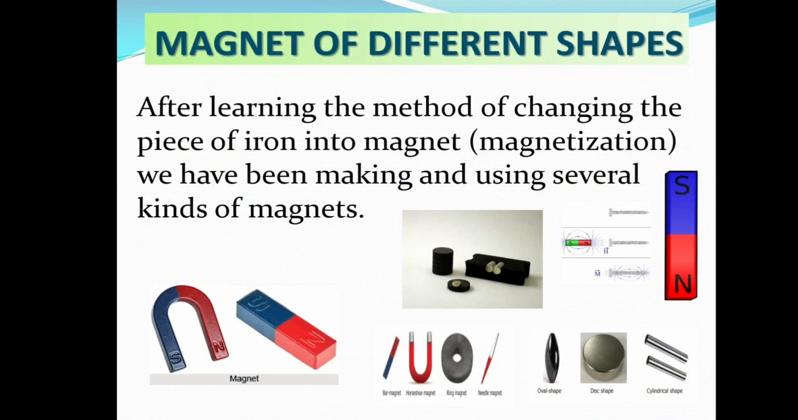The next thing that we are about to discuss is magnets of different shapes. After finding the magnetic rocks and magnetites, we learned the method of changing a piece of iron into a magnet, a process called magnetization. We have been making and using several kinds of magnets by using that method. Let us see the different shapes of magnets.